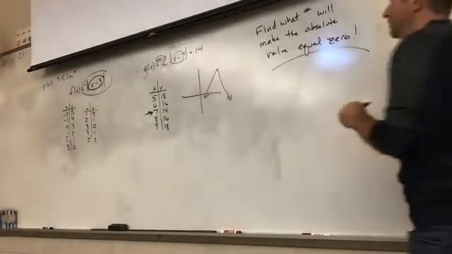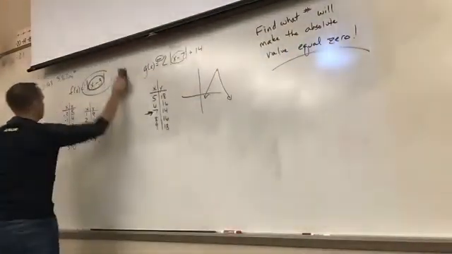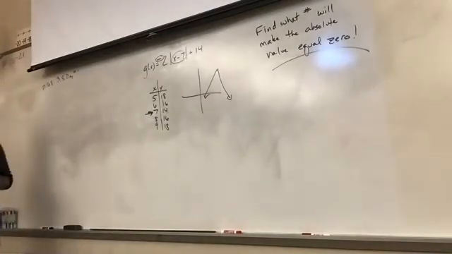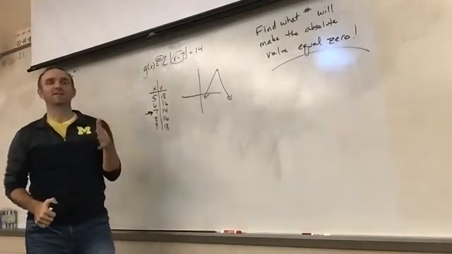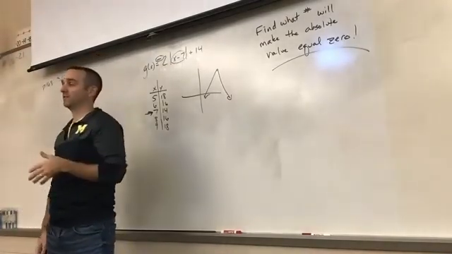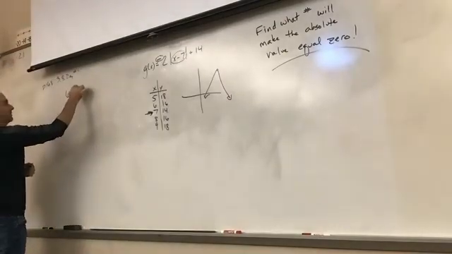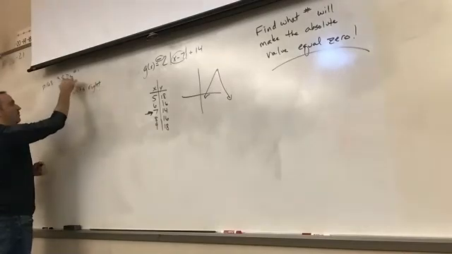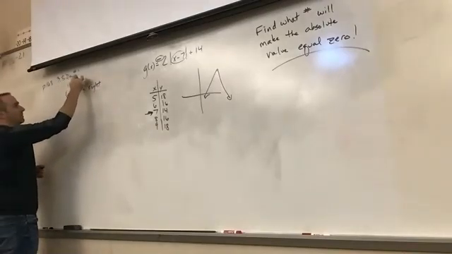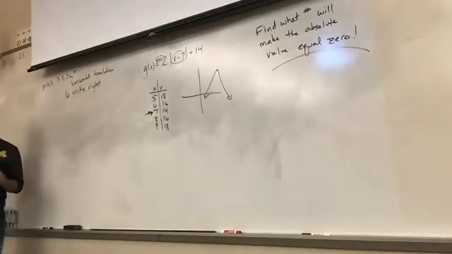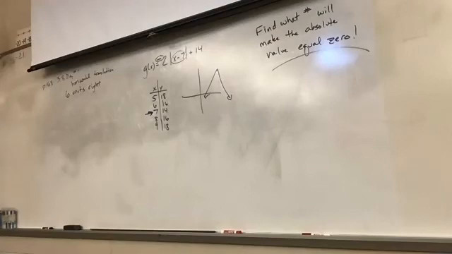Okay, last thing. I want you on your page to create an absolute value equation that has been translated 6 units to the right, with a horizontal translation. I want you to create that equation. What would it look like if I'm translating 6 units to the right?